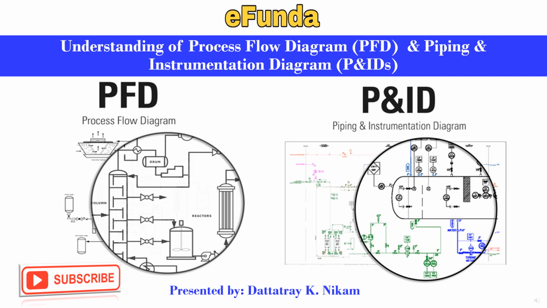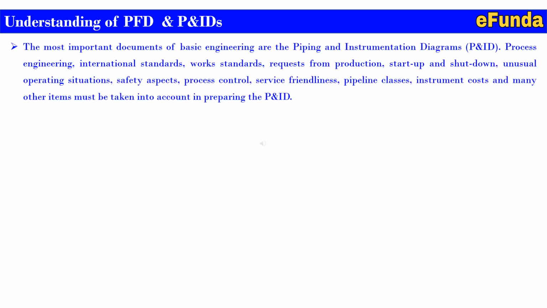So let's begin with our today's topic, that is understanding of process flow diagram and piping and instrumentation diagram. Now starting with understanding of PFD and P&IDs, the most important document of basic engineering is the piping and instrumentation diagram, that is the P&ID. Process engineering, international standard, work standard, request from production, startup and shutdown, unusual operating situation, safety aspect, process control, service friendliness, pipeline classes, instrument cost, and many other items must be taken into account while preparing the P&ID.